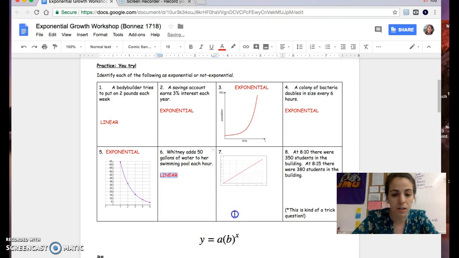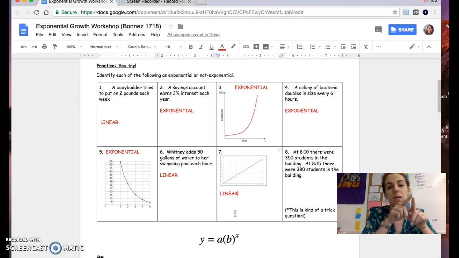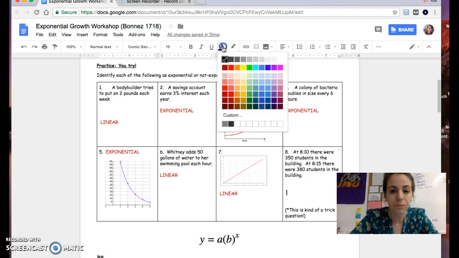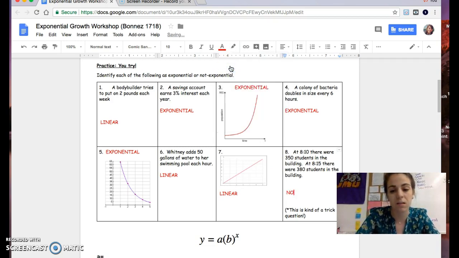Number 7 is also linear. And number 8 is a trick question, because you start with 350 and then you go to 380, but you don't know what the third number is. So you don't know if you're growing by adding a certain number, like adding 30 to get from the first number to the second, or if you could be multiplying by a growth factor. We need a third number to know what the pattern is. So I'm going to say not enough information.